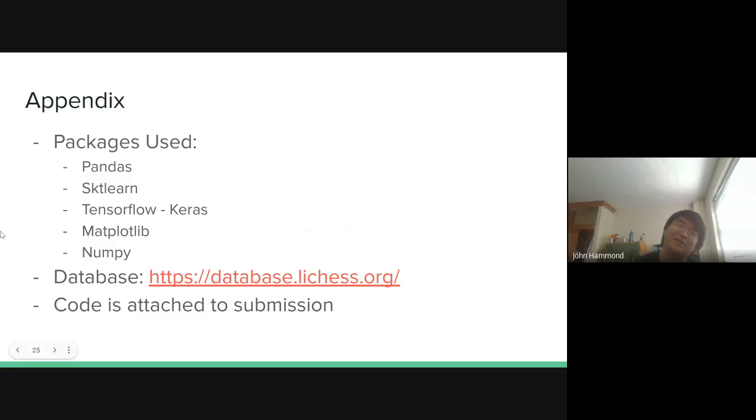Appendix. Pretty standard packages: pandas, matplotlib, numpy. sklearn was absolutely huge, and TensorFlow. sklearn was for projects 1 and 2, the linear regression and the k-nearest neighbors. TensorFlow Keras was used for the multilayer perceptron. Very useful packages. Again, the database came from Lichess. It was completely free, which I really appreciate, and it was very easy to download. And the code will be attached to the submission.